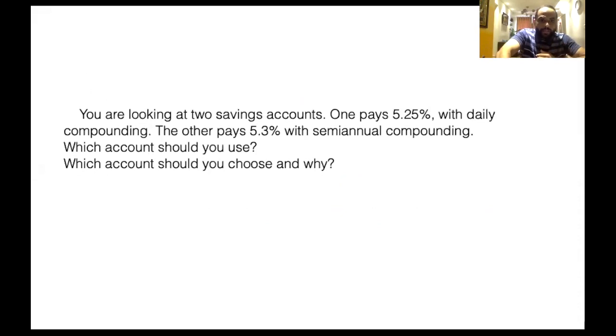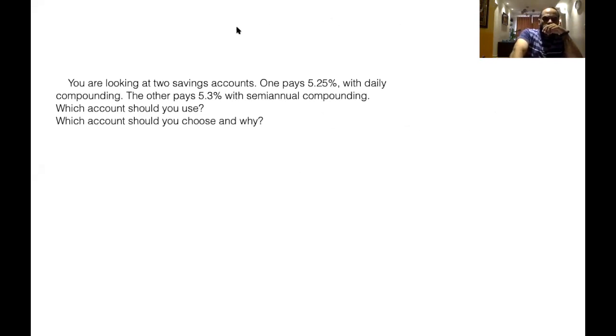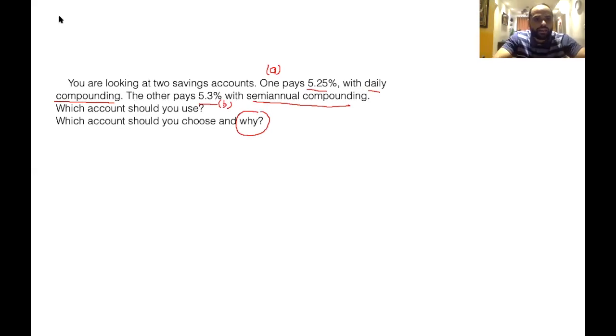Okay, so here is your question. You are looking at two saving accounts, right? So you have two saving accounts. One is, let's say A, pays 5.25% with daily compounding, all right? And the other pays 5.3% compounded semi-annually. Which account should you use? Let's say A and B. Which one will you choose, A or B, and why?